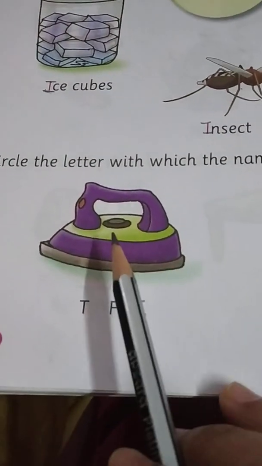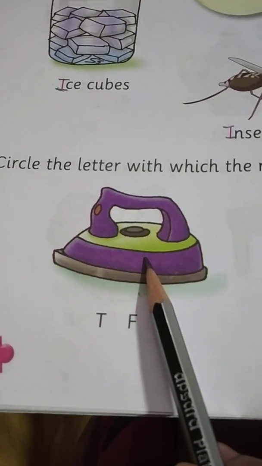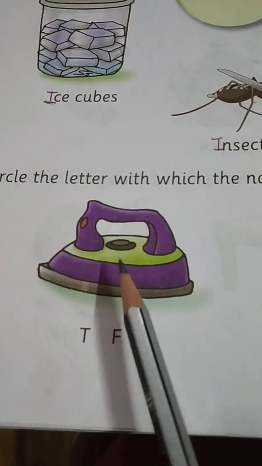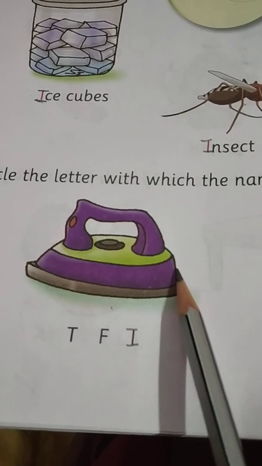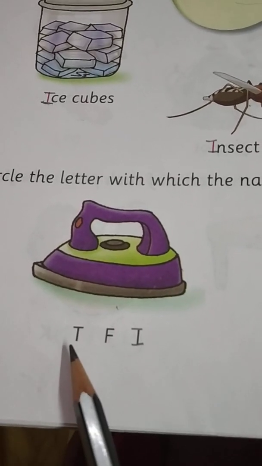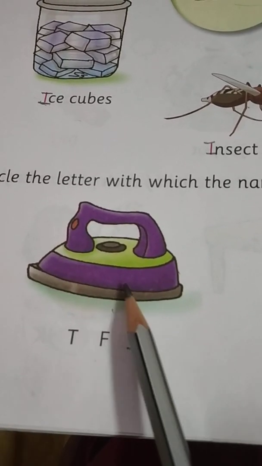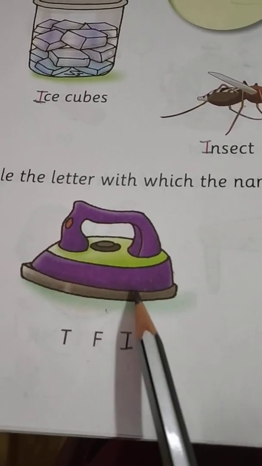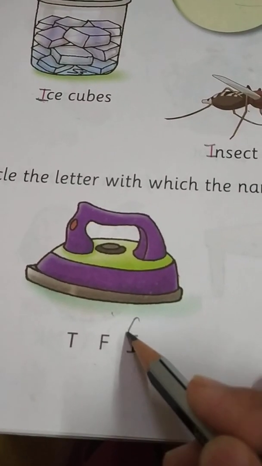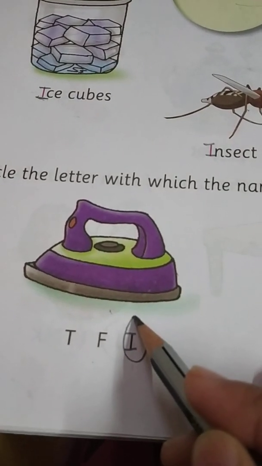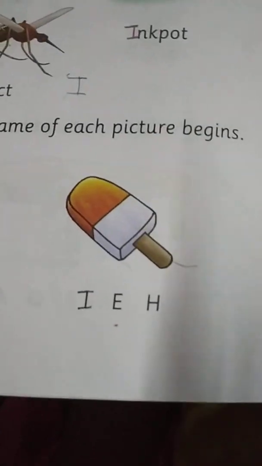So this is iron. Your mother irons your clothes, na? Your mother irons your uniform, your mother irons your dress. So, this is an iron. And iron starts with letter I. T for iron or F for iron or I for iron. Which one is correct? Exactly, I for iron. So, we will circle letter I. I for iron.